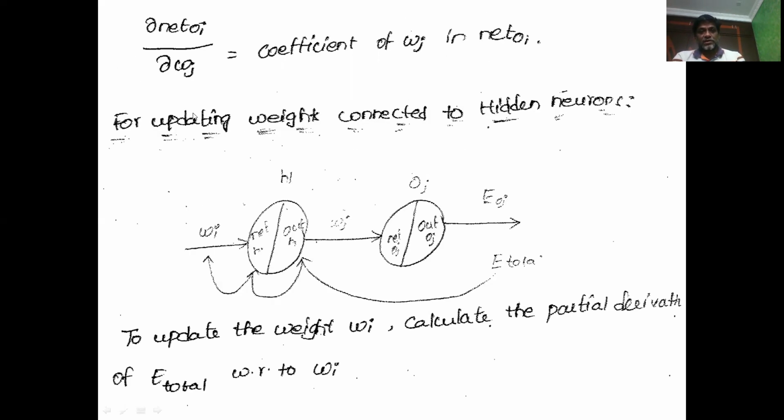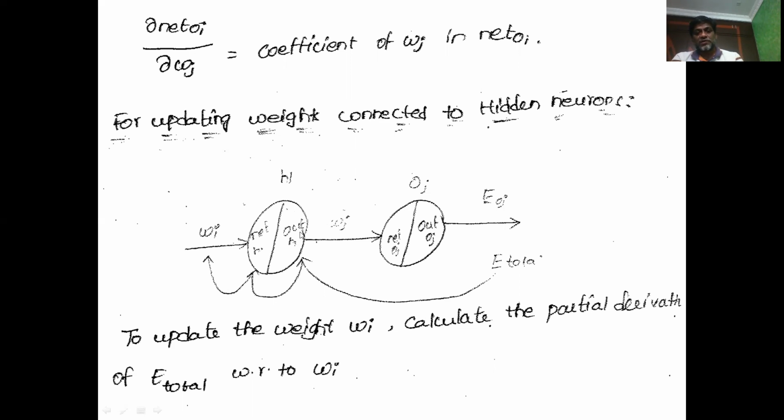Now, we have calculated ∂E_total by ∂Wj. Then for updating the weights connected to hidden neurons, this was for the output layer. Similarly for hidden neurons also, we use the same process. So this is the output neuron, and now we want to calculate the updation of Wi. Later I will explain how Wi and Wj can be updated.